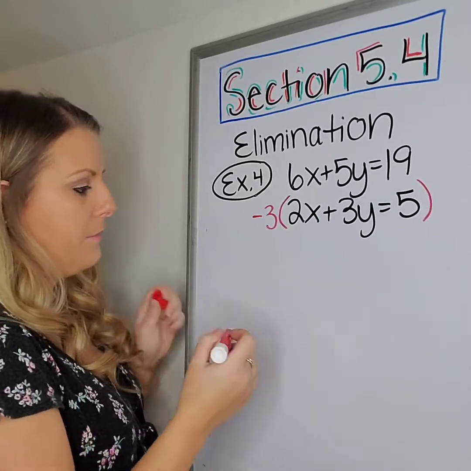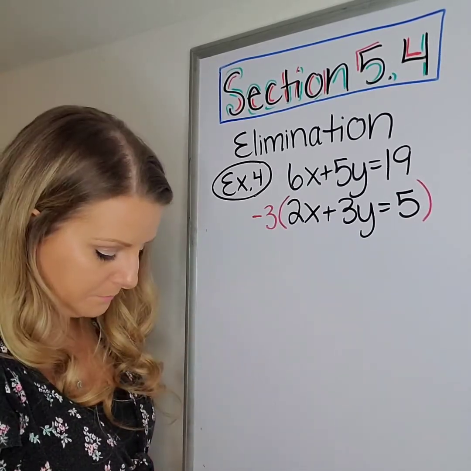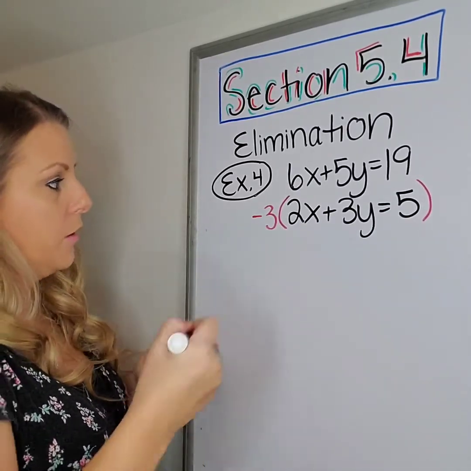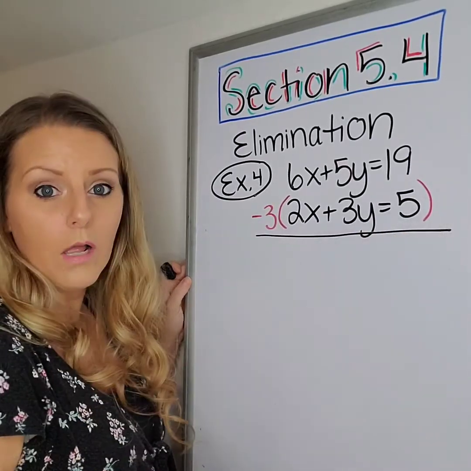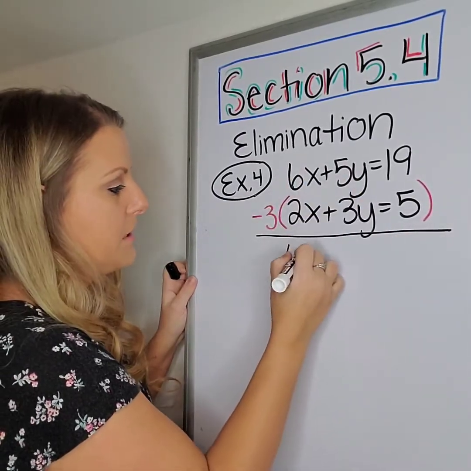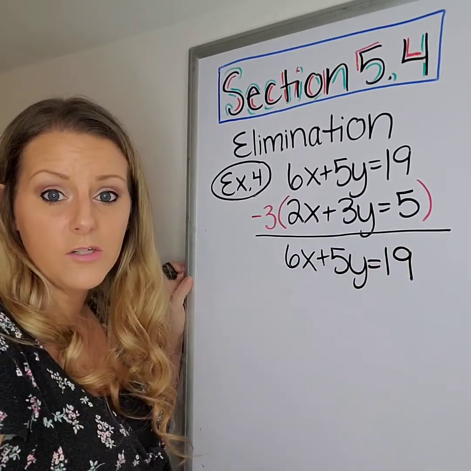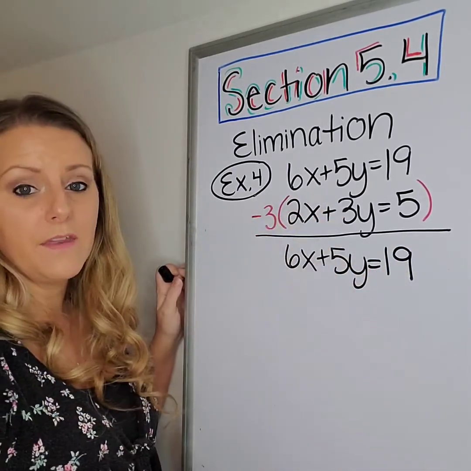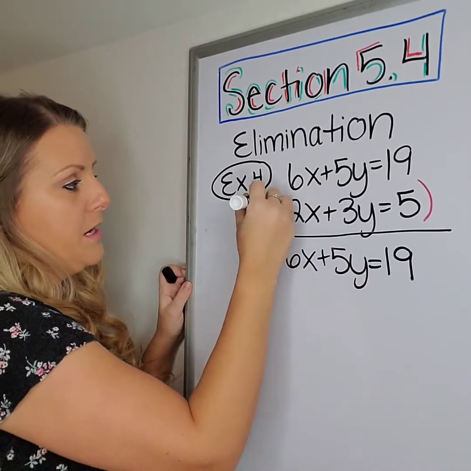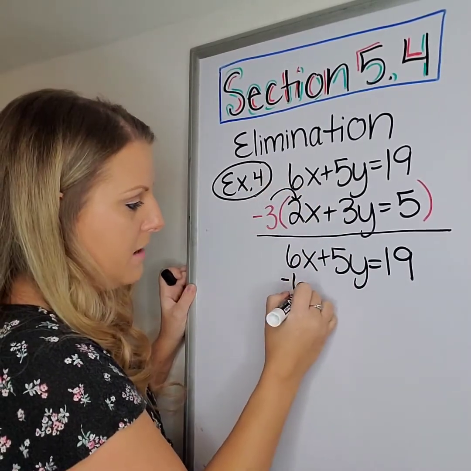So what's going to happen is you're going to rewrite your problem. Okay? So let's do the whole thing and rewrite it. So the top one is going to be 6x plus 5y equals 19. That one didn't change. And we're going to rewrite the next one. Negative 3 times 2 is negative 6.